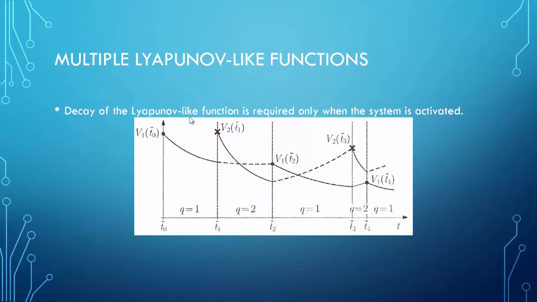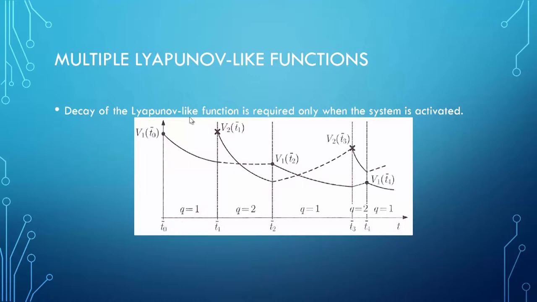Assume in this example we have two Lyapunov functions, V1 and V2. This is the time axis. This is the Lyapunov function axis. So assume in this system, in this time slot, the first system is active, q is equal to 1, and later it is 2, 1, 2, and repeats. So in this time slot, you can find the corresponding Lyapunov function, which is V1, and V1 has to decrease. The way to make it decrease is you can design the controller for the first system, same as the way we talked before. You design a controller for a single system. That can be achieved, so the Lyapunov function will decrease.